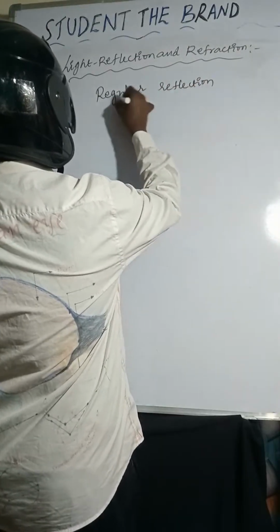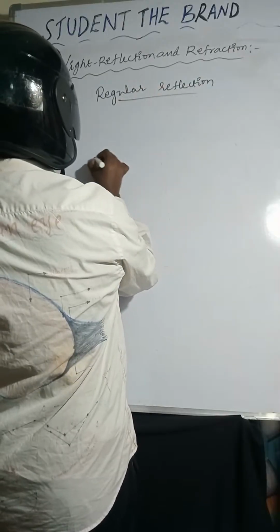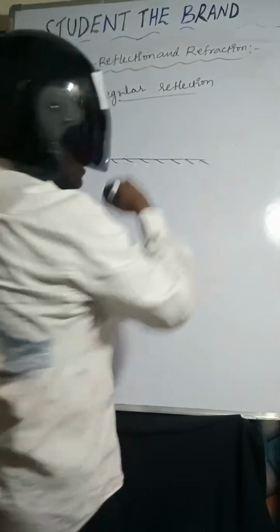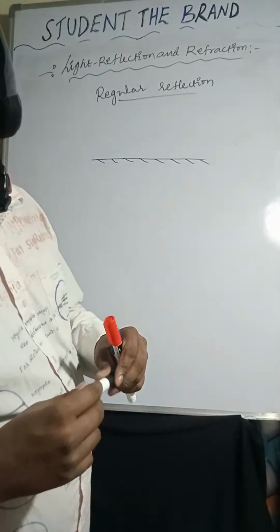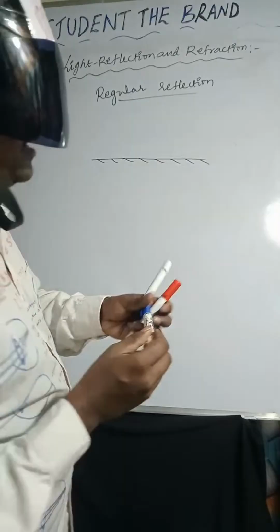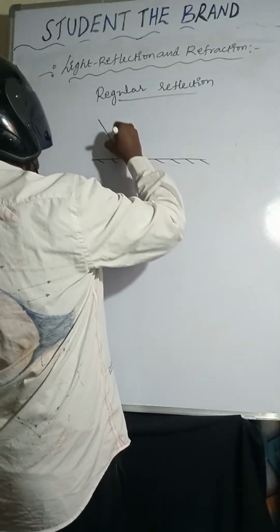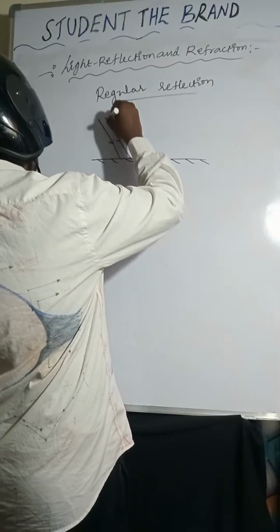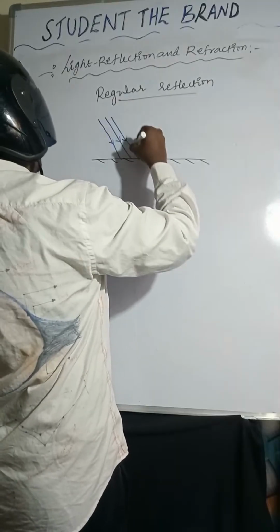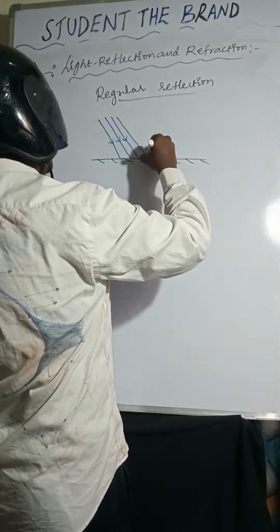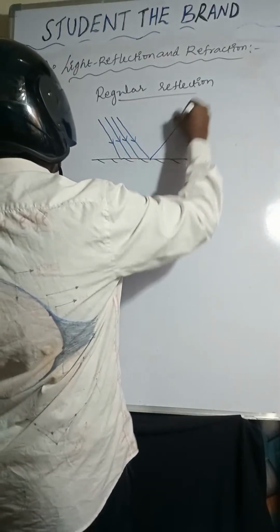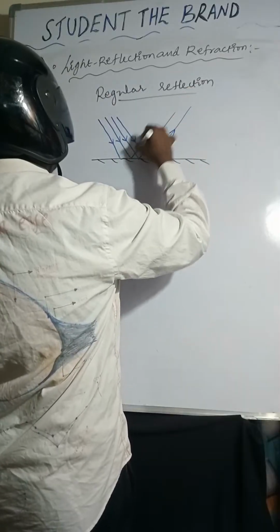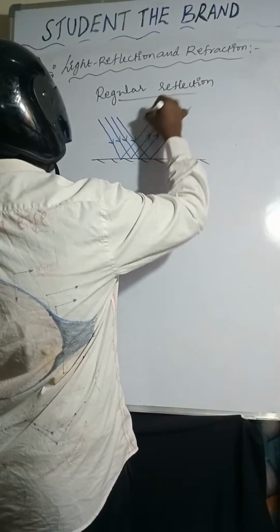I'm taking the plane surface. Incident light rays are parallel, then reflected light rays are also parallel to each other. So this type of reflection is called regular reflection.